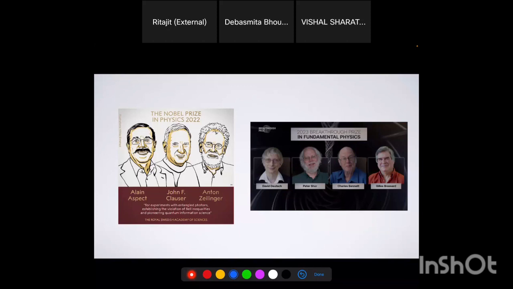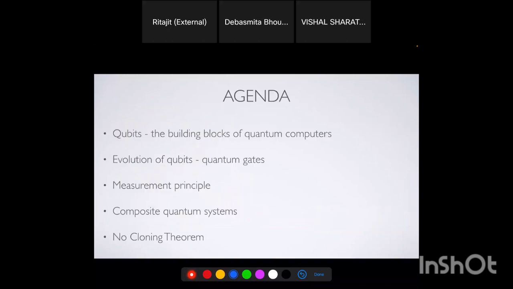We hope that someday some of you can also go ahead and get something like this done in this field. But before you start preparing your speech, we should know what the basics of quantum computation are. These are the agendas for today. We will start with qubits, which are the building blocks of quantum computers, then how we can evolve these qubits and how we measure them, what happens when we have more than one qubit, and finally one very important theorem called the no cloning theorem.